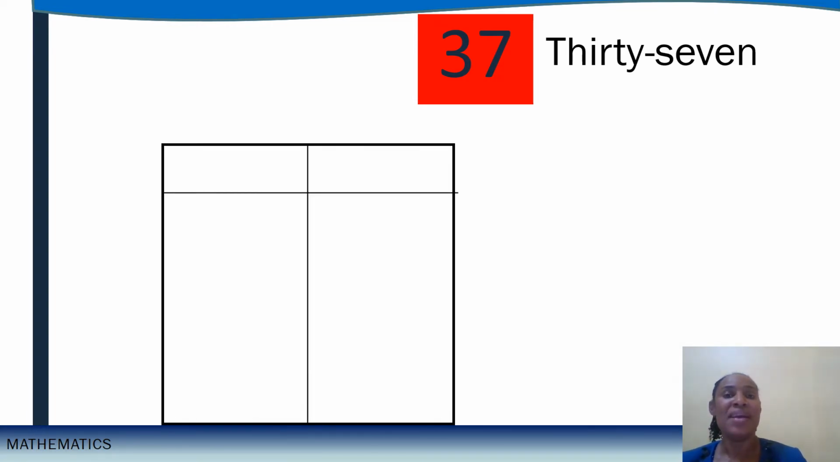We will use a place value mat to help us. We call this a place value mat because it helps us to see that each digit in a number can be represented by a set of base 10 blocks. Now 37 has 2 digits, and so on this place value mat we will put tens and ones. The digit 3 represents 3 tens, and the digit 7 represents 7 ones.